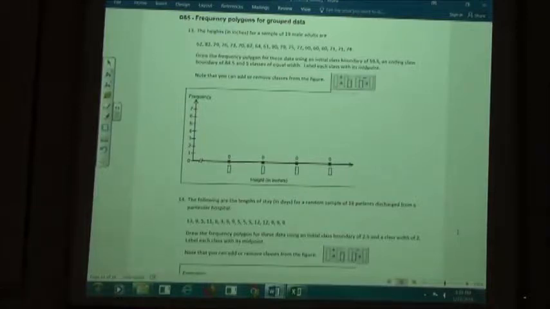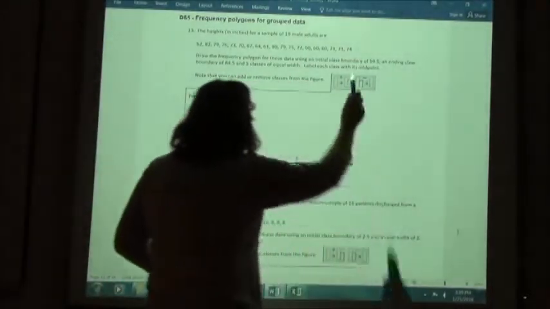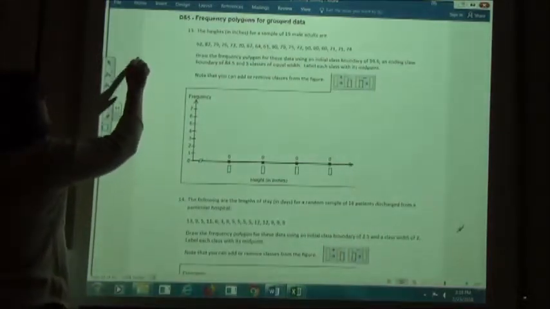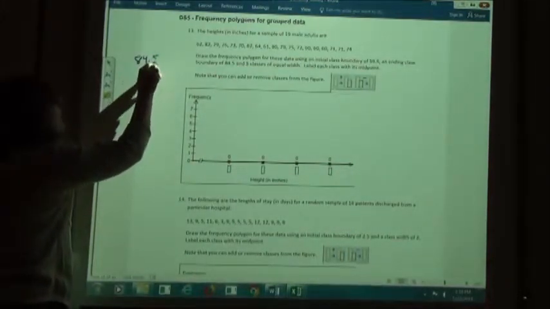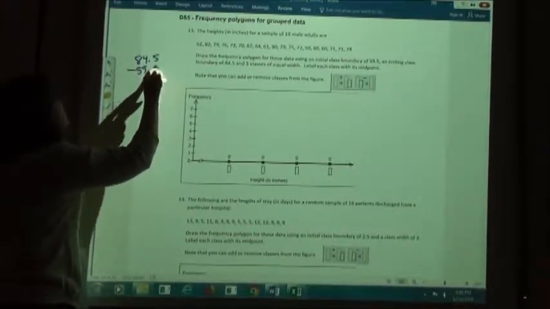On your histogram, you're labeling the endpoints. On your frequency polygon, you're just labeling the midpoints of each section. However, you have to find the midpoints of each section, so you really have to find what the end of each of your categories are. Like we did before, we're going to subtract. We have our 84.5. We're going to subtract our 59.5.